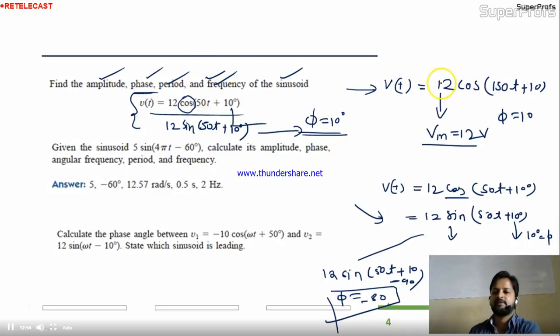Now come to the frequency part. If you compare this with the general equation, the general equation is Vm cos(ωt + φ). What is the ω? ω is nothing but 50 over here. That's it. This one is over.